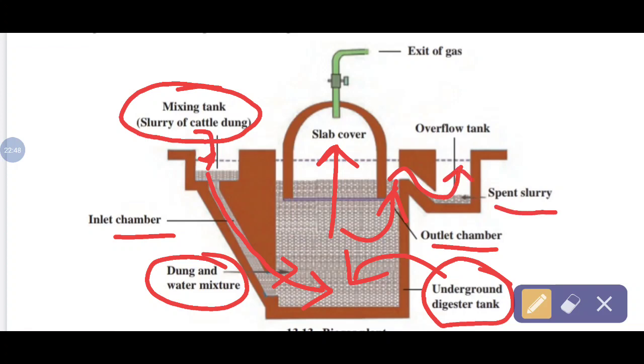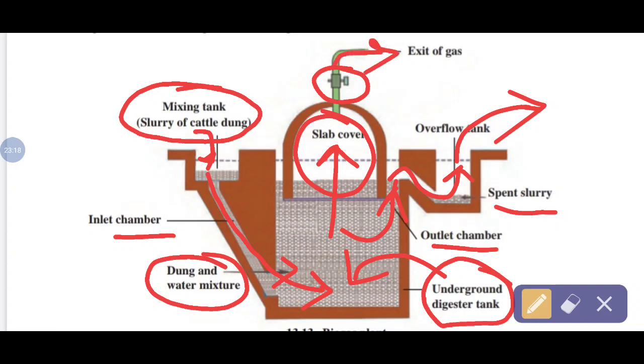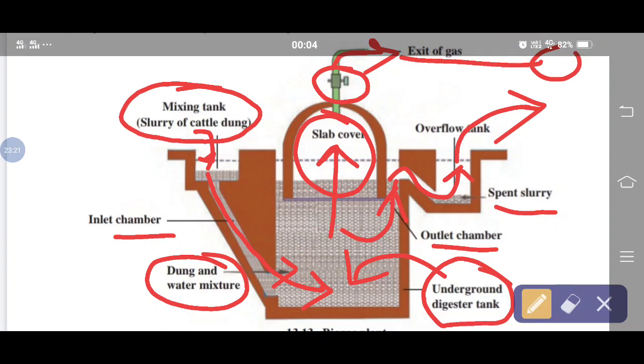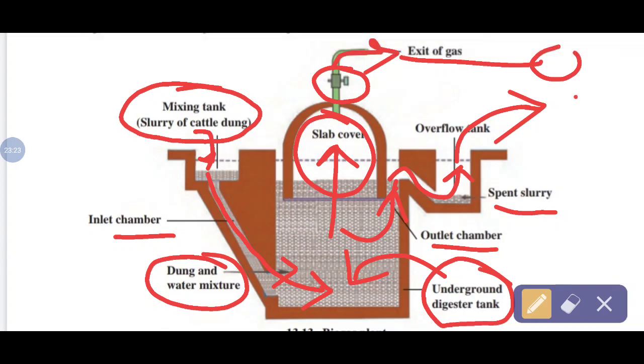This slurry is one type of manure taken from the overflow tank. From this overflow tank, the slurry is taken out and supplied to the crop plants in farming. Clear? This is the process. And this gas is collected under the slab cover. Here a regulator knob is given. If you require the gas, open this regulator and the gas passes through this pipe up to your kitchen or the required place. All are getting?